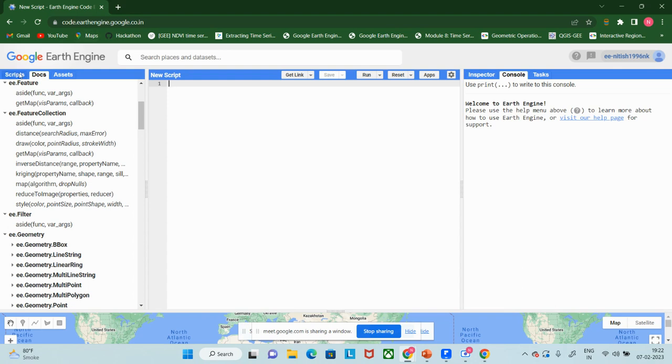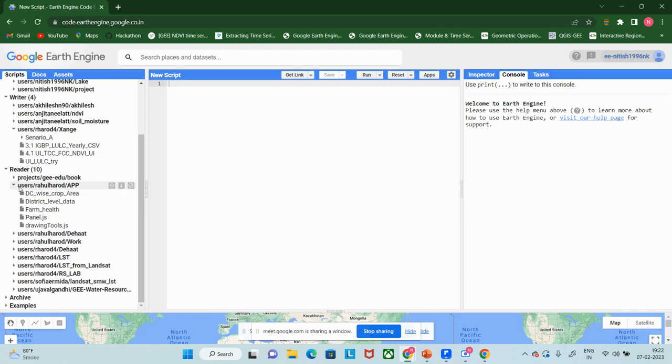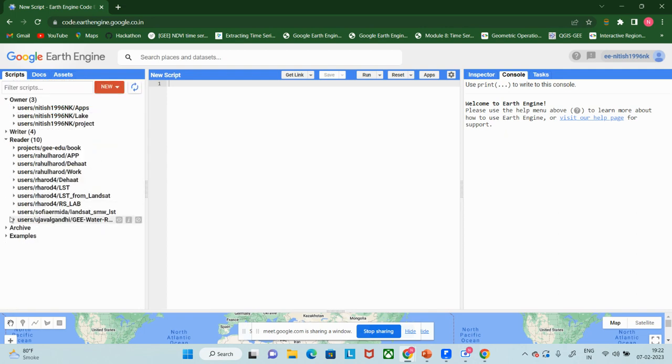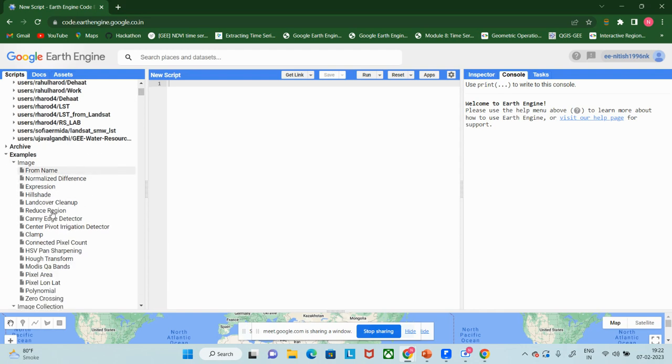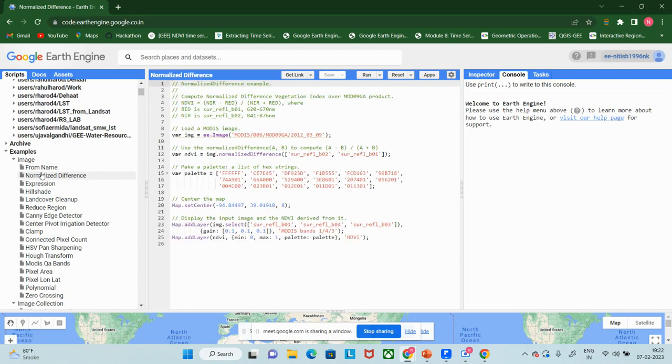And first, we need some examples. I will be teaching you from the very basics, so you need not worry, but I am just telling you so that you know what is happening and you can just try if you want. One example I will show. If you go to the examples section, image, and click on normalized difference.